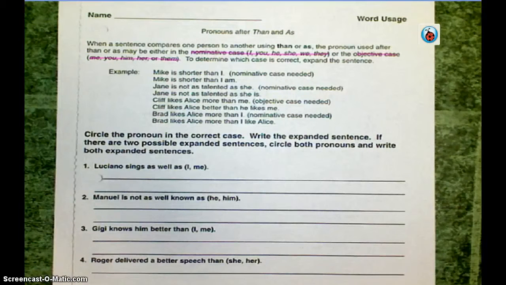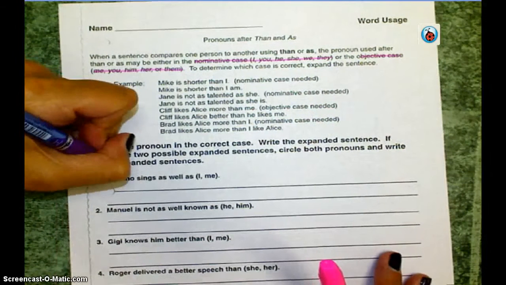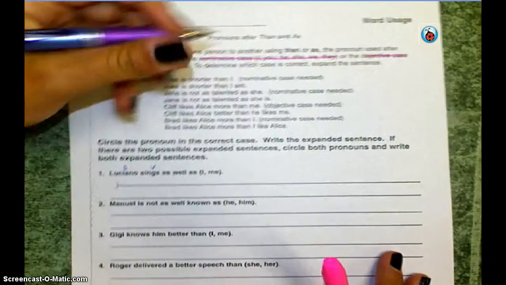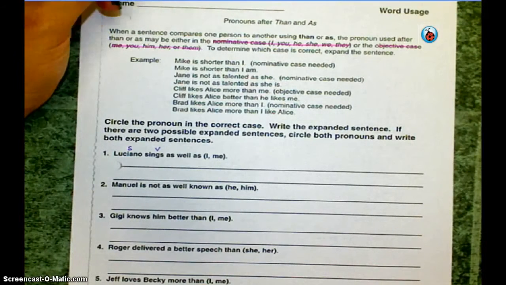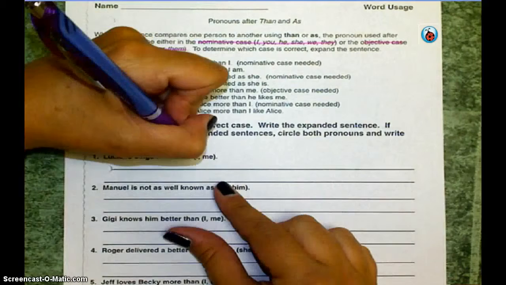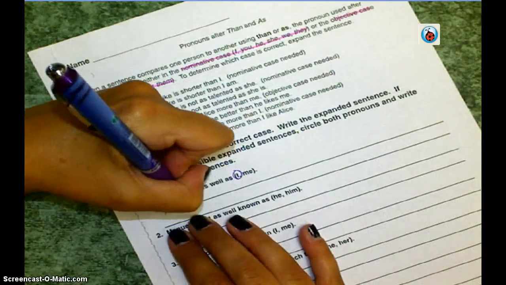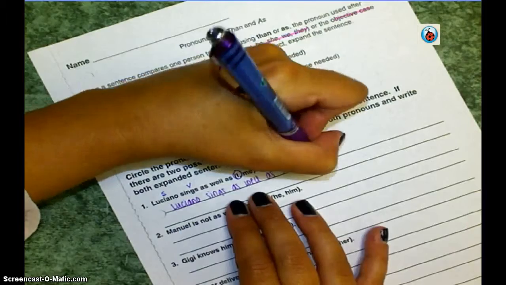So it says we're going to circle the pronoun in the correct case, and we're going to write expanded sentences. And if there are two potentials, like with the Cliff and the Brad situation, then we would write it with both sentences. So if you look at the first one, it says Luciano sings as well as blank. So who or what did it? Luciano. What did he do? He sings. What we're going to do is expand the sentence, and we're going to say Luciano sings as well as me sing, or Luciano sings as well as I sing, so we're going to add that verb. Obviously, it's going to be that I, and we're going to write Luciano sings as well as I sing. We've written that expanded sentence.